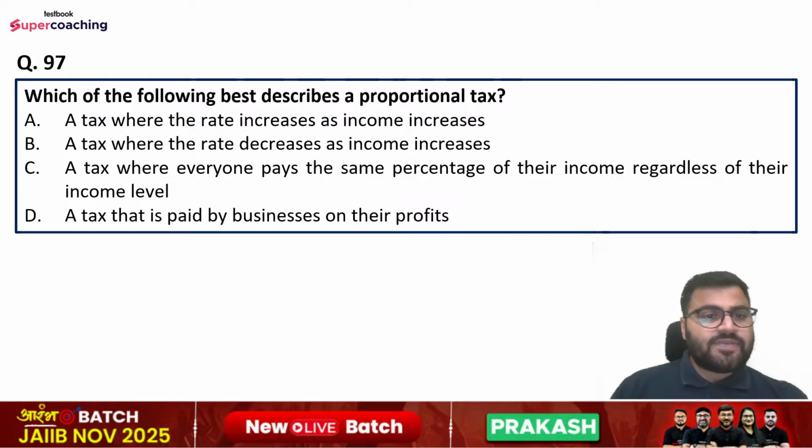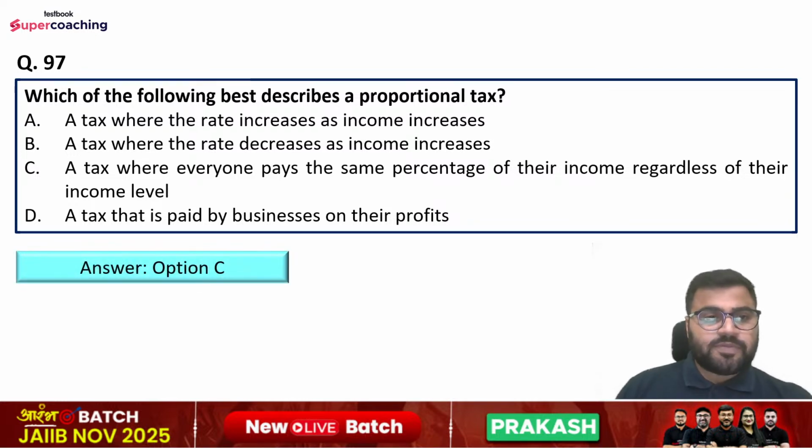Question number 97, which of the following best describes a proportional taxation? Options are a tax where the rate increases as income increases, a tax where the rate decreases as income increases, a tax where everyone pays the same percentage of their income regardless of their income level, a tax that is paid by businesses on their profit. So right answer is option number C.